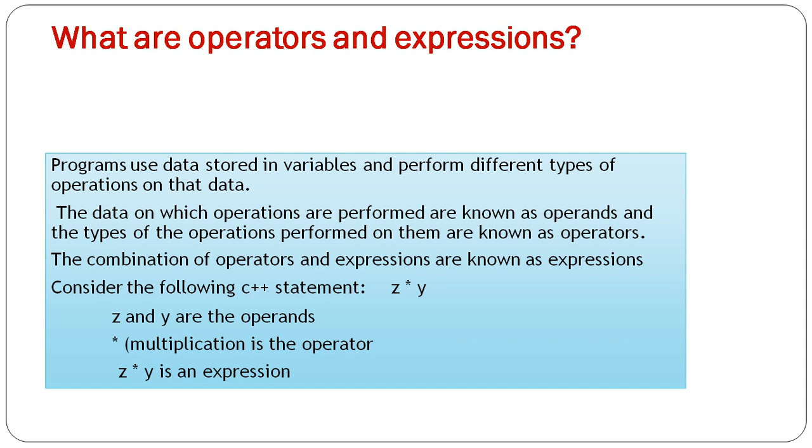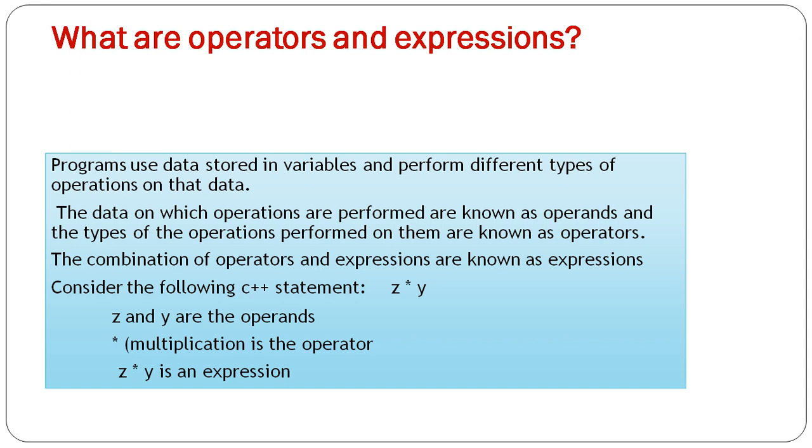So what is an operator? It is a symbol which represents a particular operation that can be performed on data. An operand is the object on which an operation is performed. When we combine these operator and operand, we can form an expression. An expression is a sequence of operands and operators that reduce to a single value.